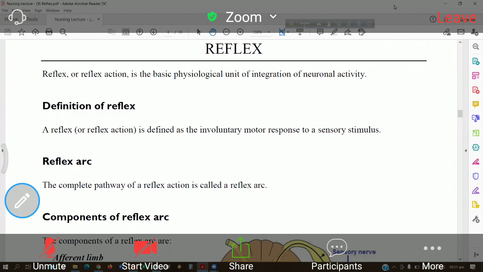So, or otherwise, if we look at any internal organ of the body, if the urinary bladder becomes full with urine, the stretch receptors in the posterior urethra are stimulated. Their stimulation results in what is known as the micturition reflex. And we all know how difficult it is to suppress the micturition reflex. So reflexes are involuntary motor responses to sensory stimuli.